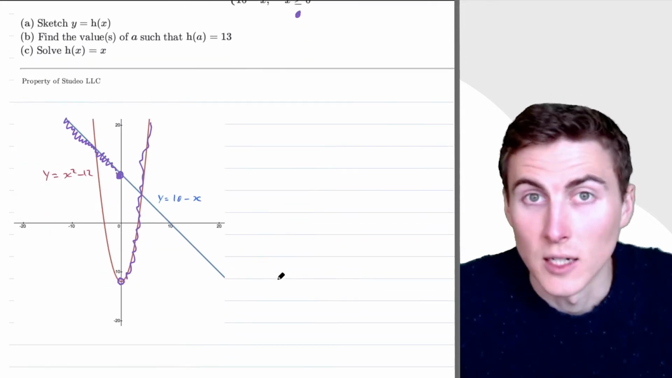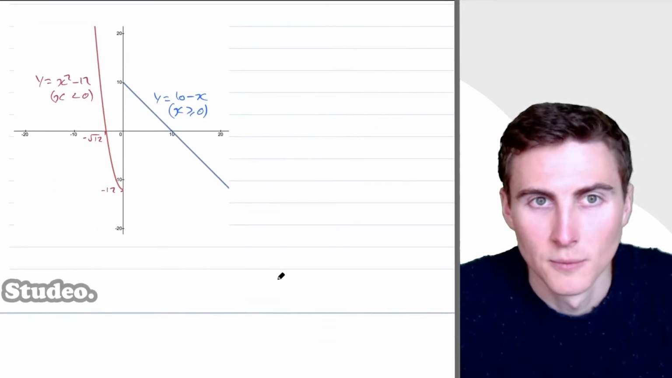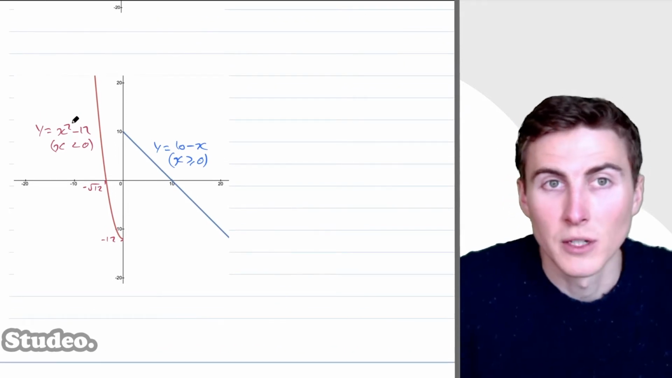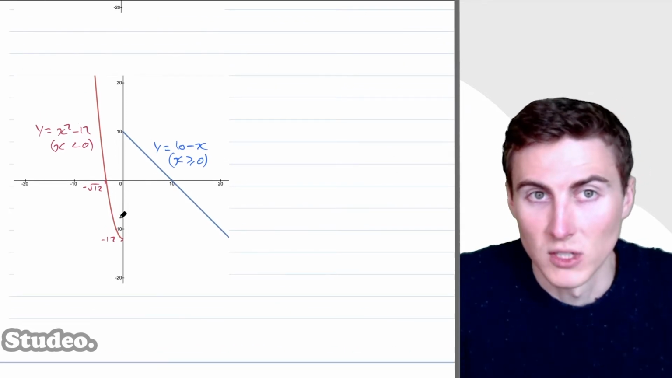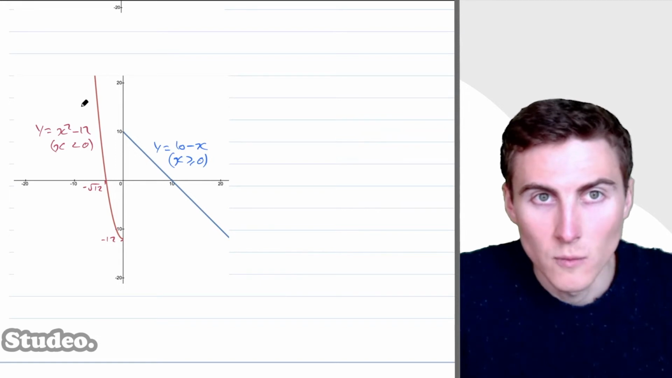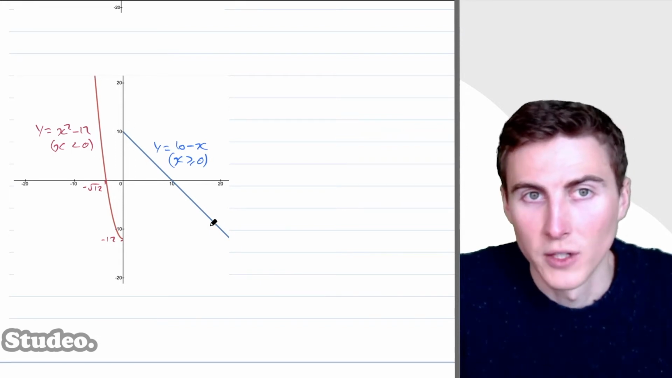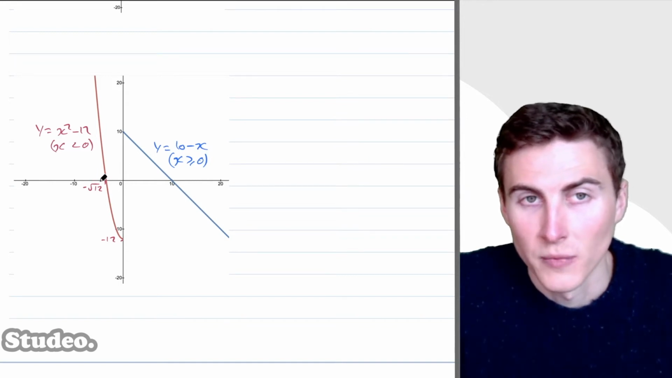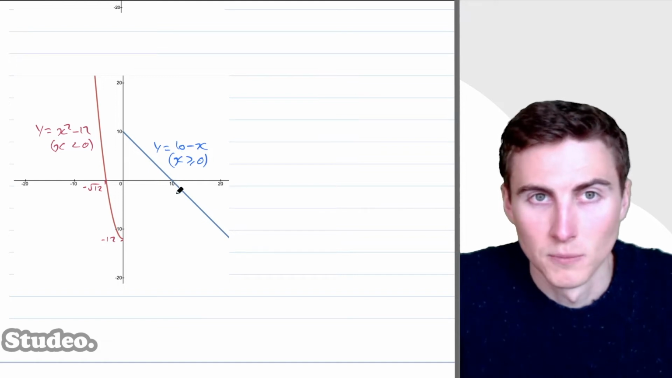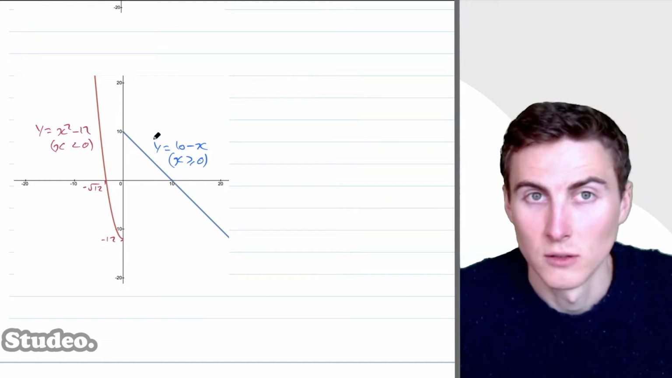Okay, to tidy that up a little bit, we'll scroll down here. This is exactly the same thing, but written a bit more clearly. So this is what you'd want in the exam. You'd only draw one half of this and one half of this, and we need to mention all the points where it crosses the axes. So this would be (minus root 12, 0), this would be (0, minus 12), this is (0, 10), and this is (10, 0). All right, so that's the answer to part A.